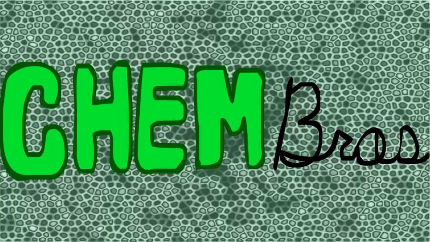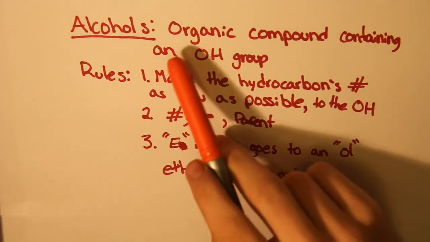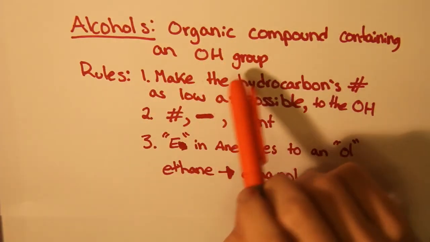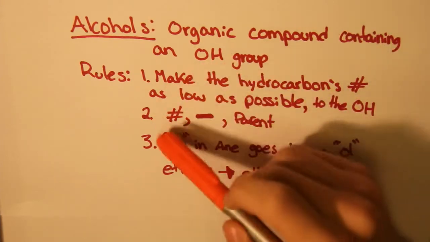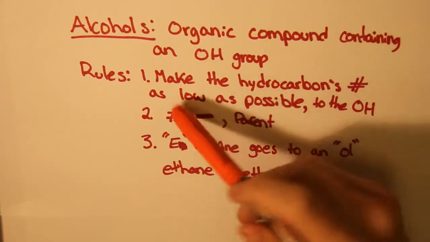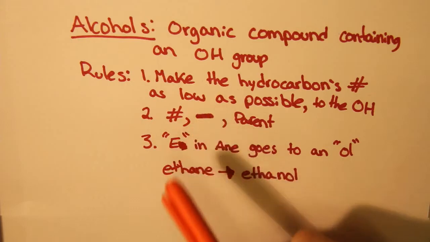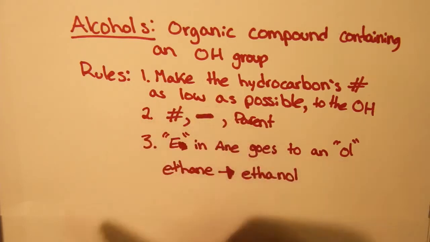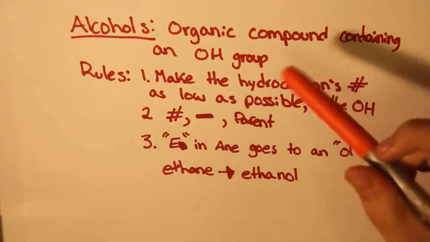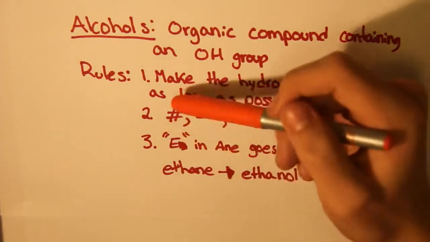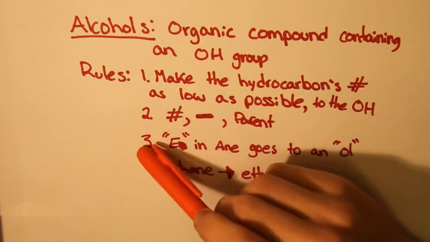Okay, so we're talking about alcohols here. Alcohols are organic compounds containing an OH group. There are roughly 3 rules. One is that you make the hydrocarbon's number as low as possible to the OH. That means that instead of having it as 2 or 3, you try and have it as 1 OH.